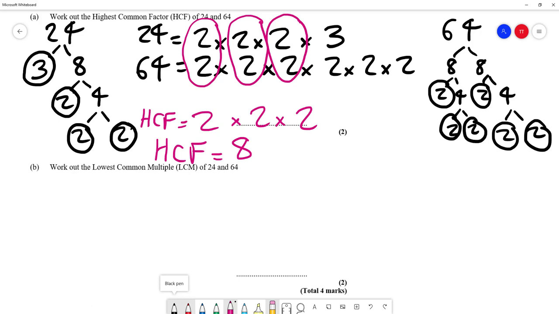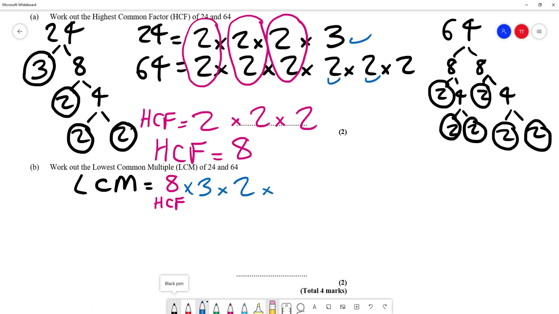Then the next part of the question says to work out the lowest common multiple, or the LCM. So the technique here is you always work out your HCF first. So we write down the HCF. So I'm going to write 8, and underneath it, I'm going to annotate that as HCF to remind us what the HCF is. And then we take every number that hasn't been circled, so 3. So I put times 3 here. Take the 2, times 2. Take this 2, times that 2, and this one here, times 2.